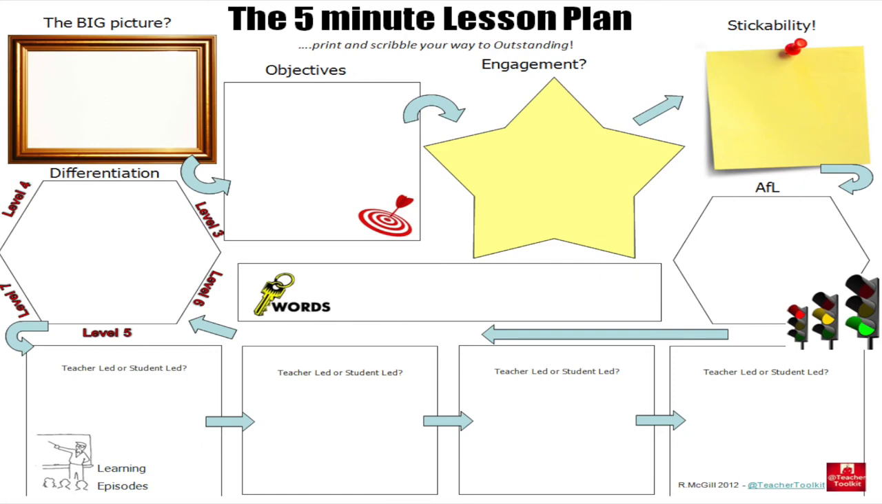What this does is it gives you the big picture: what are you trying to achieve? Maybe for a particular unit of study or series of classes, you might have the same big picture all the way through. Then you're looking at what the objectives of this specific lesson are. What do you want them to learn? Those directly transfer to your specific outcomes. What do you want to have happening? How are you engaging students? What's that stickability piece? What do you want them to get?